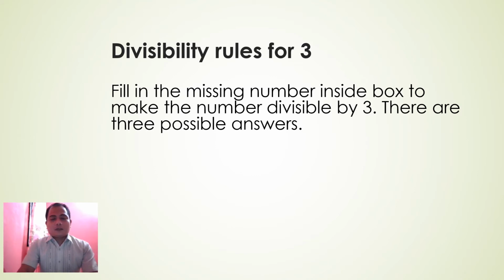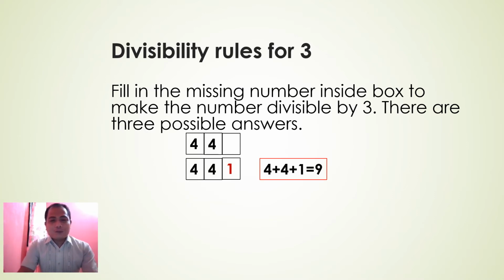Let's try an activity. Fill in the missing number inside the box to make the number divisible by 3. There are 3 possible answers. What we're just going to do is put a number in the last digit, or the ones digit, to make it divisible by 3. So try to think what number we're going to fill in the box. 4 plus 4 is 8. So what should we add to 8 to make it divisible by 3? Let's find out. 1. Very good, because 4 plus 4 plus 1 is equal to 9, and 9 is divisible by 3.